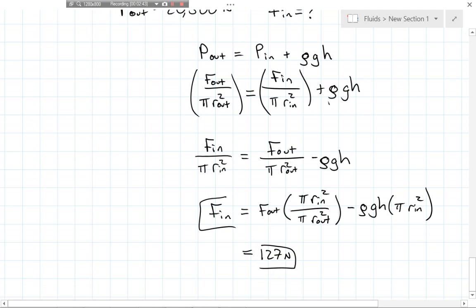So at this point, I think I'd like to end this video, and in the next video, I'm going to talk about something called the continuity equation, which is basically the equation that explains why when you do something like hold your thumb over the end of a hose, the water sprays out at a higher speed.